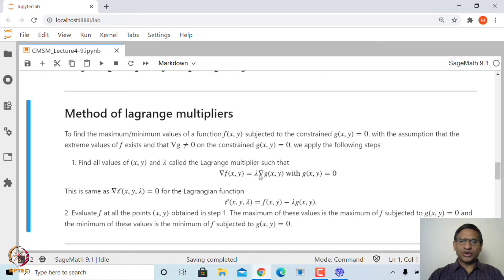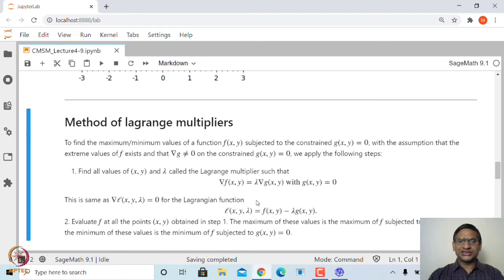Okay. Now, this you can also rewrite as follows. One can think of this equation as gradient of L(x, y, lambda) equal to 0 for a function L, which is L(x, y, lambda) equal to f(x, y) minus lambda times g(x, y). This is what is called the Lagrangian function. So, these three equations are equivalent to gradient of L equal to 0 for the Lagrangian function f(x, y) minus lambda times g(x, y). So, that is another way of looking at this problem, right.